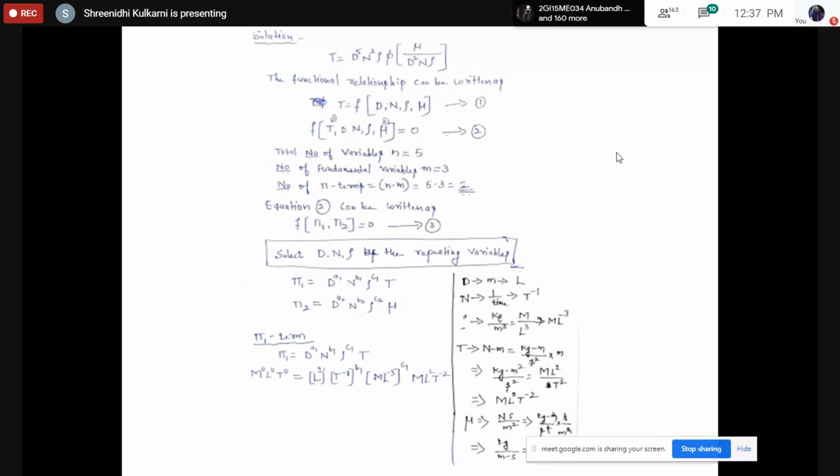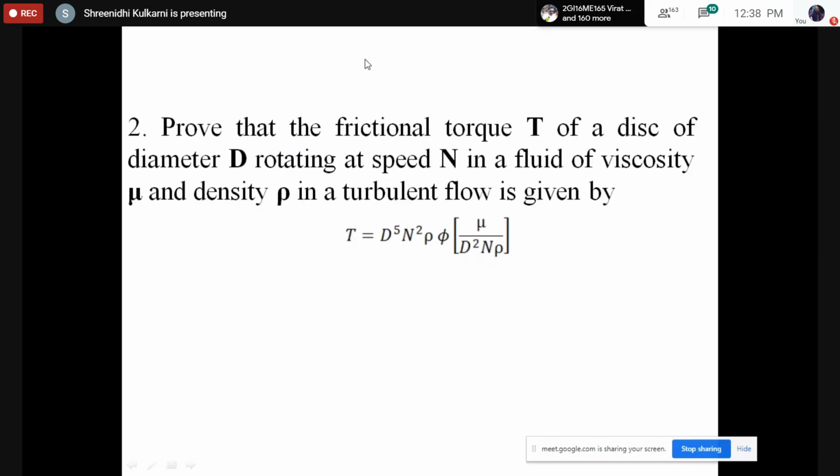Okay, here I'm going to interrupt you. Someone asked, sir, how are we going to particularly select the repeating variables? You just see in this problem, what they gave. Here d, n, rho. Just taking the problem statement, here it is d, here n, again here it is rho. In the denominator again we have the d, n and rho.